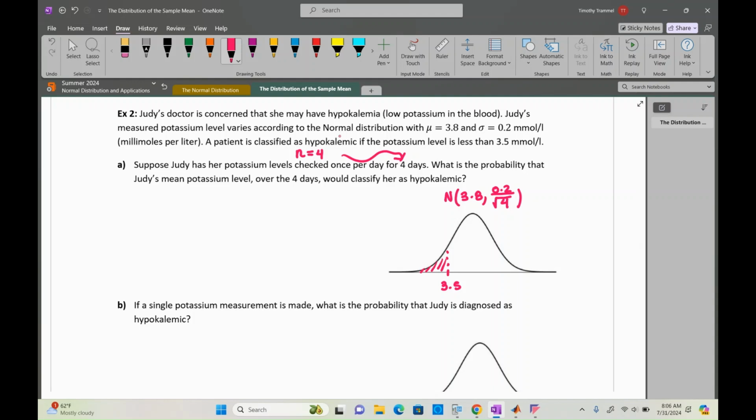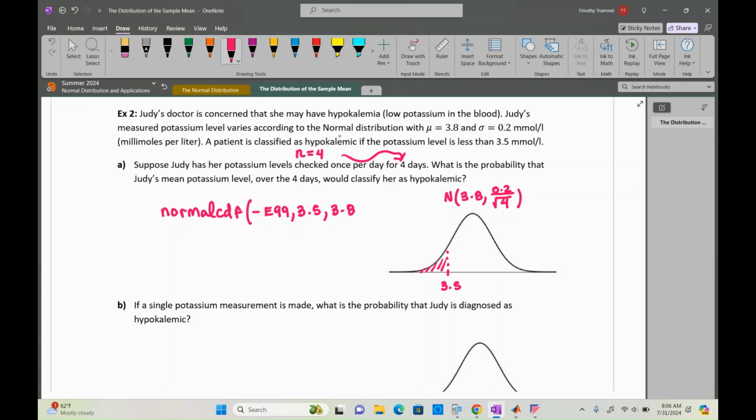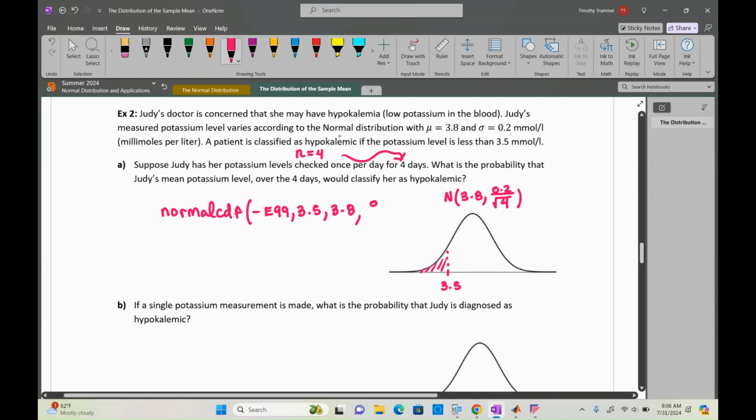So we can do this using normal CDF. This is a tool we already know how to use. You can see over here, there's no lower bound, so I'll use minus E99. The upper bound is that 3.5. My mean is 3.8. And when I say mean, I mean not just the mean of the population, but the mean of my sampling distribution. And then finally, my standard deviation for my sampling distribution. There we go.